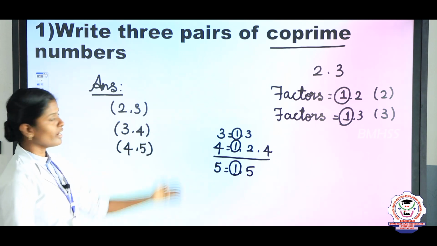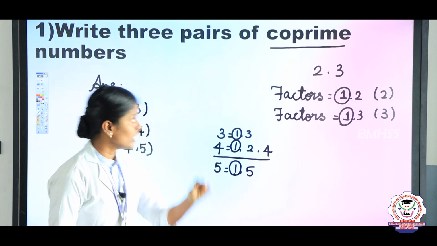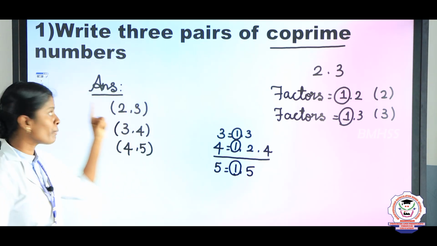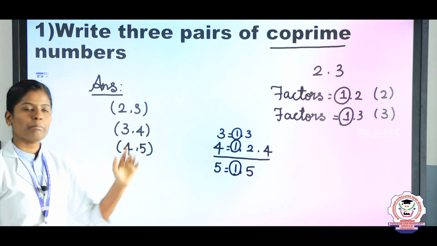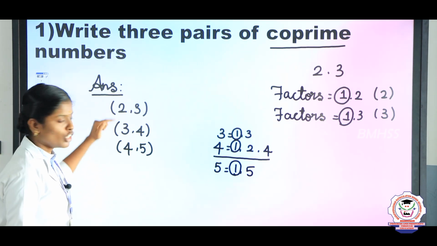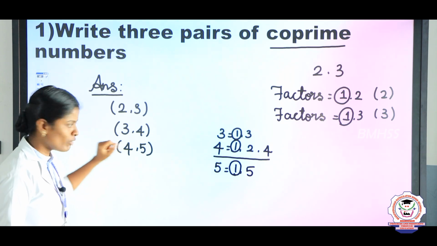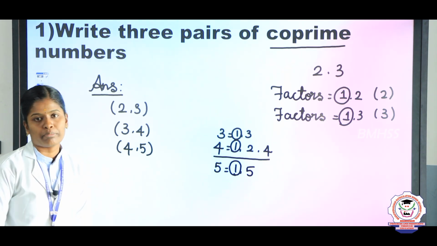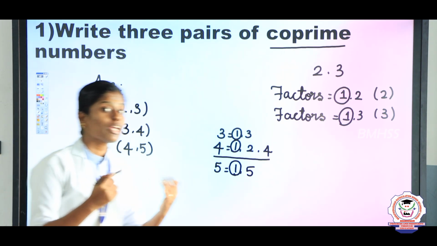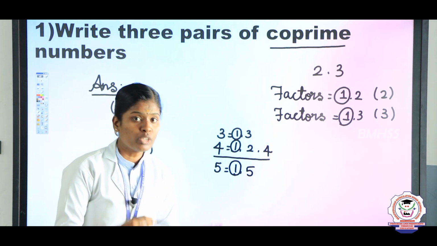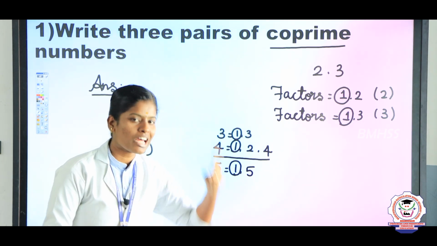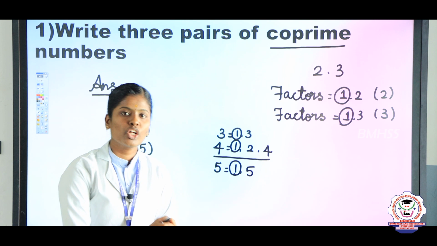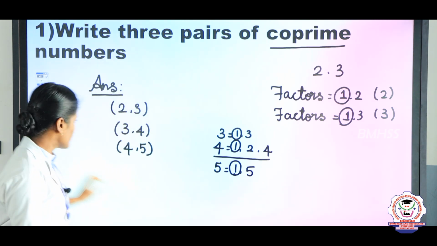Listen children, the question is, write 3 pairs of co-prime numbers. So the 3 pairs of co-prime numbers are 2, 3; 3, 4 and 4, 5. What is meant by co-prime numbers? A pair of 2 numbers which have no common factors other than 1 are called co-prime numbers.